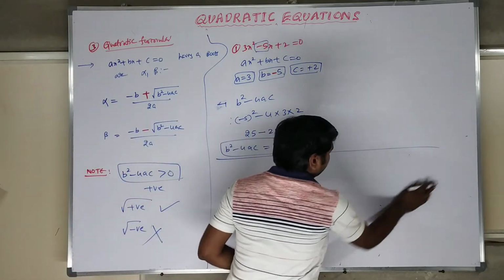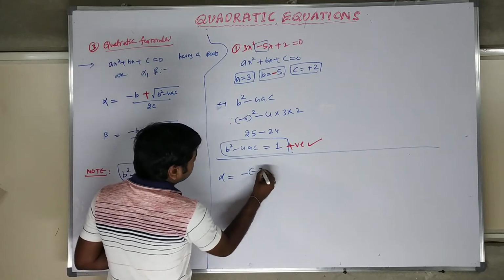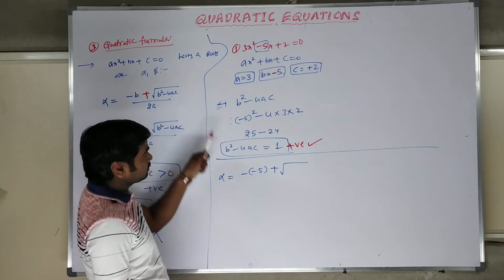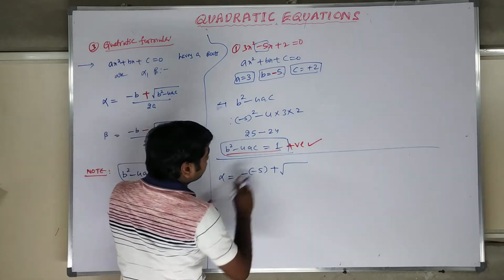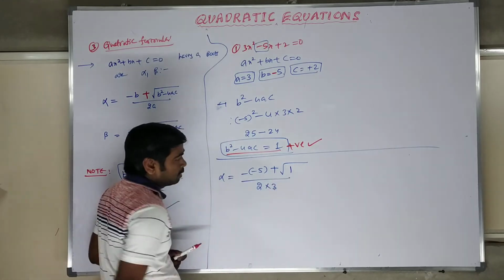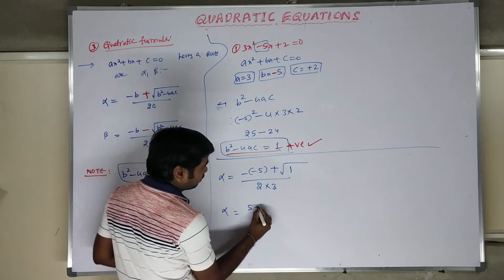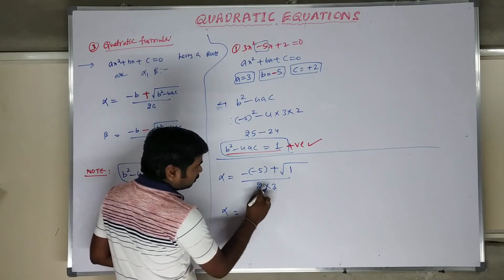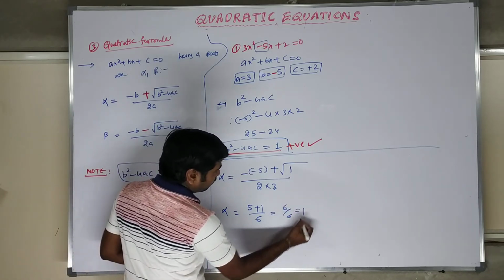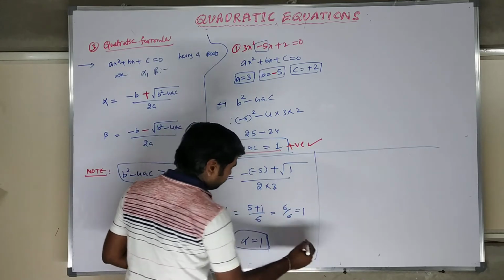Next, apply the formula. Alpha is equal to minus b, minus of minus 5, plus under root of b square minus 4ac. Already we got b square minus 4ac is equal to 1, root 1, by 2 into a. Alpha is minus into minus, plus 5, root 1 becomes 1, and 2 threes are 6. So alpha is equal to 6 by 6, nothing but 1. So one root is 1.